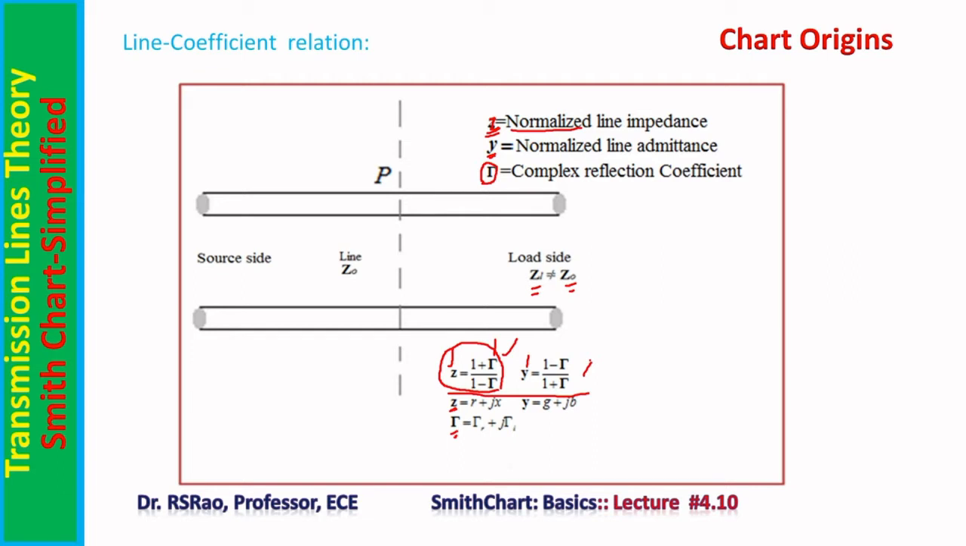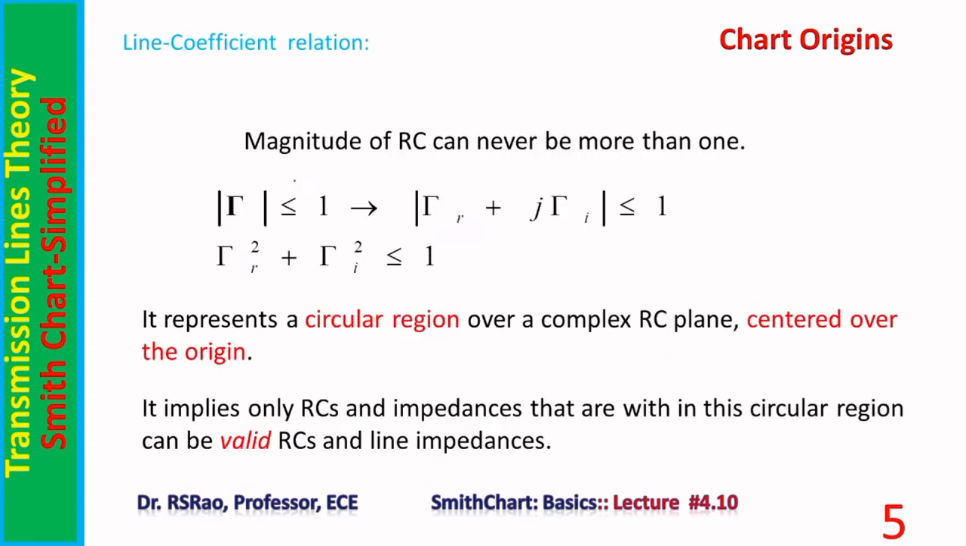What we call the Smith chart is based on the first relation, z equals (1 plus gamma) by (1 minus gamma). Now, the magnitude of RC, the reflection quotient, is reflected wave by incident wave, and the reflected wave cannot be more than the incident wave amplitude-wise. Therefore, the magnitude of RC is always less than 1 as long as the line is a passive one. Our discussion here is about passive lines. So the magnitude of RC is always less than 1.